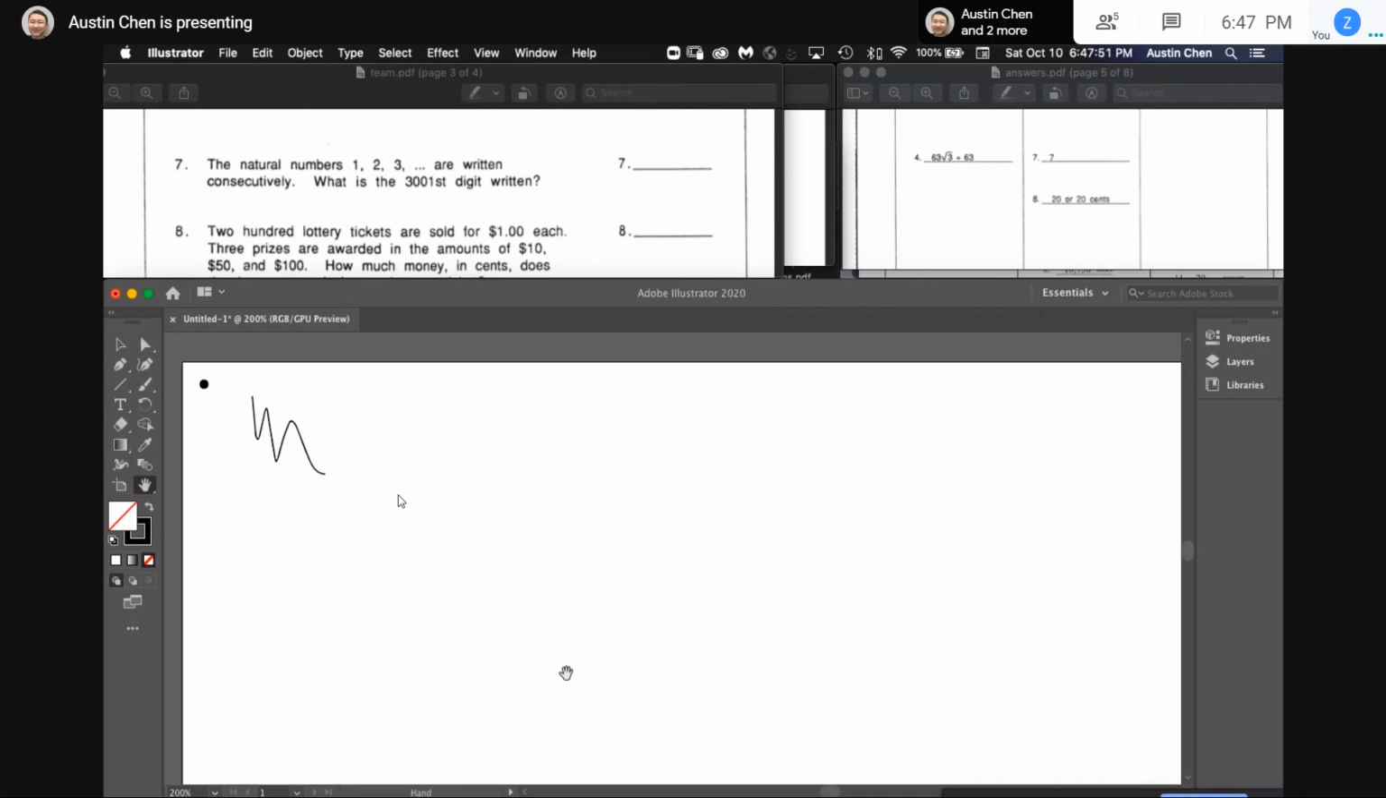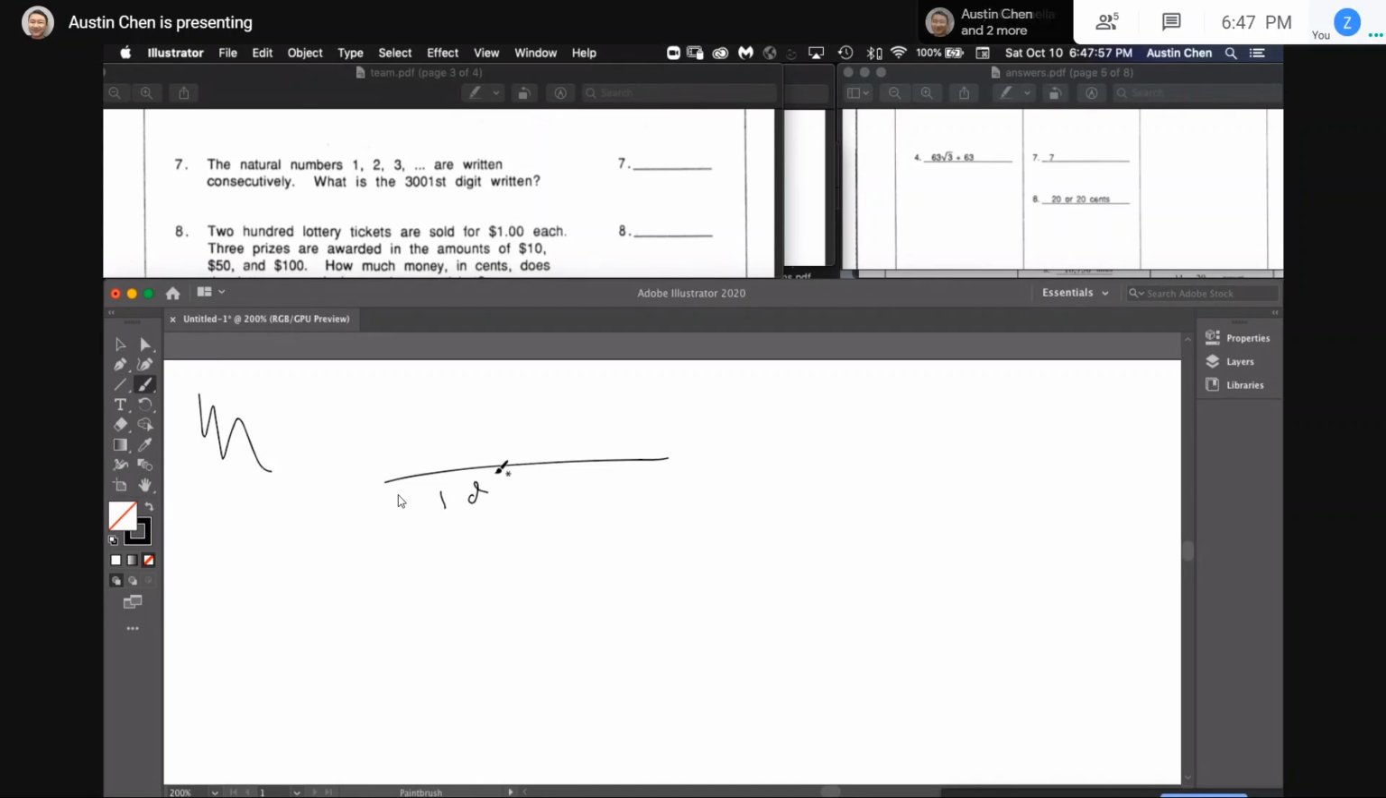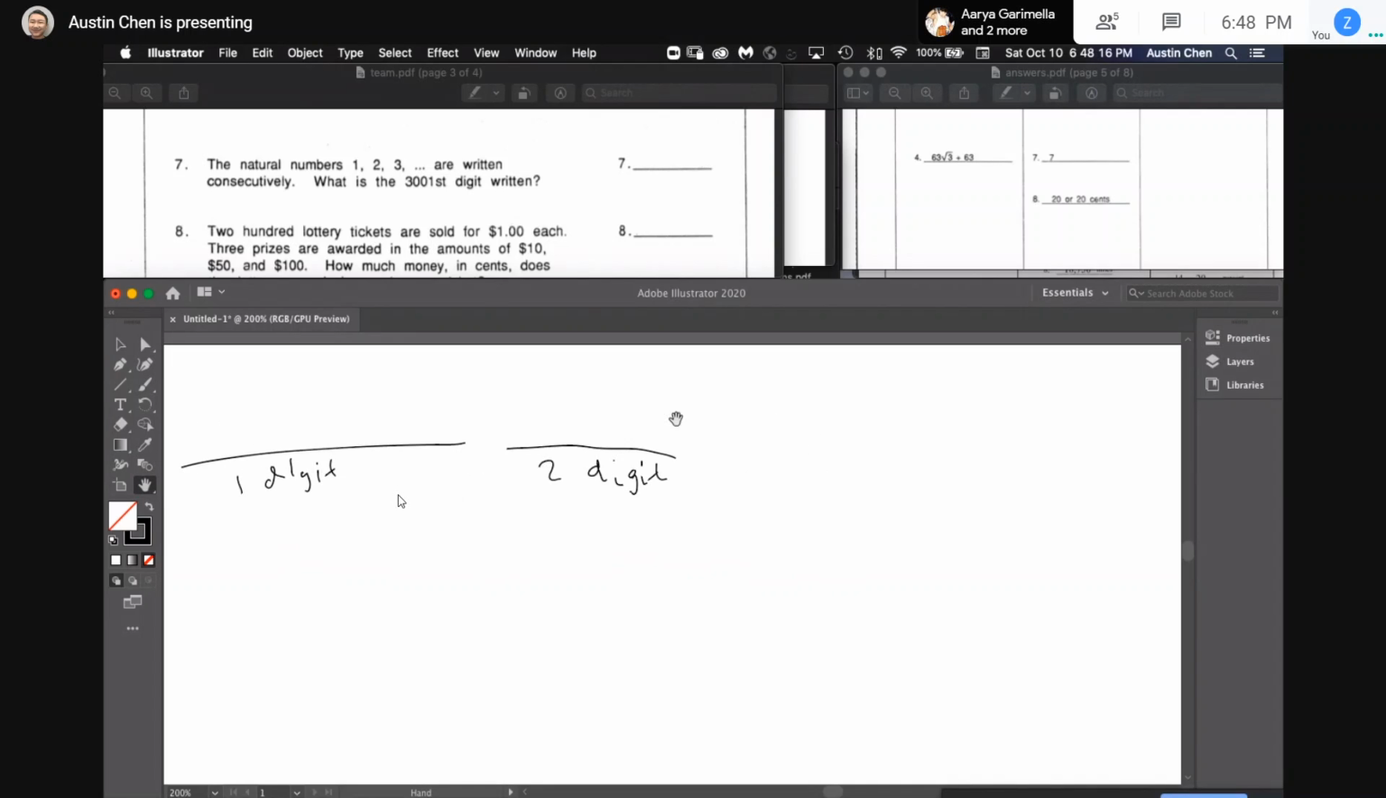So basically, how we can do this is: all the one digit numbers, each of them is going to account for one digit, right? Because they're one digit numbers. And then the two digit numbers, each number that we write down is going to count for twice the number of digits, right? And then the same for three digits, and as we go on.